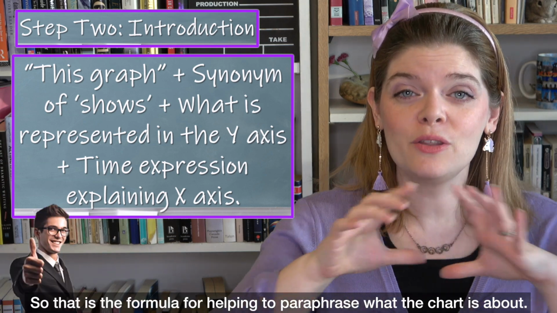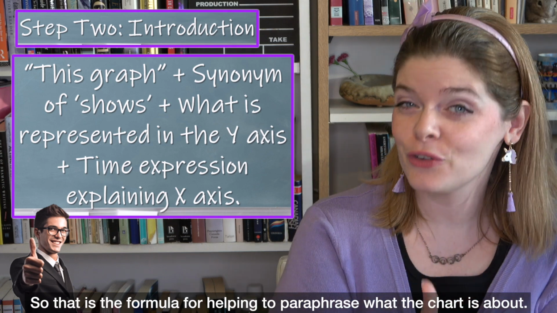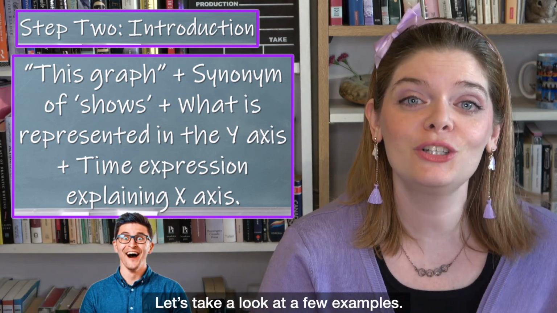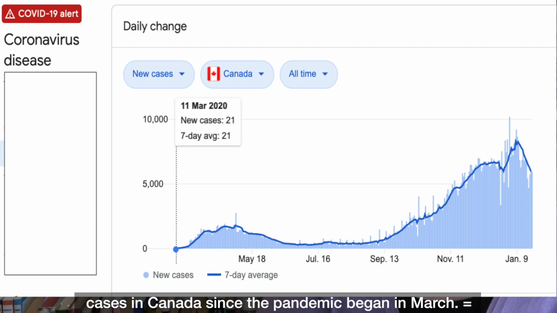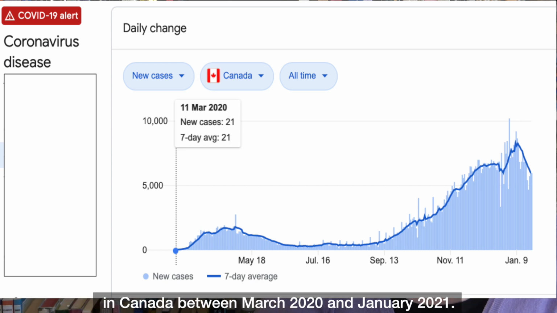So that is the formula for helping to paraphrase what the chart is about. Let's take a look at a few examples. This graph shows the amount of coronavirus cases in Canada since the pandemic began in March. This graph displays the number of daily COVID-19 cases in Canada between March 2020 and January 2021.